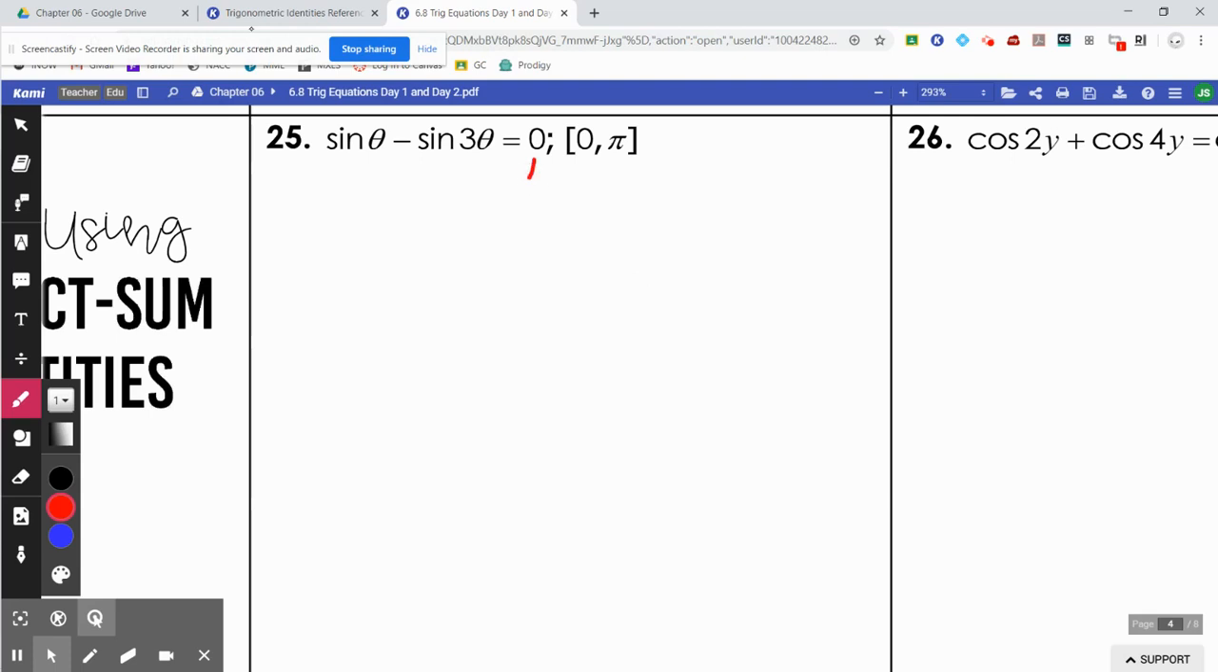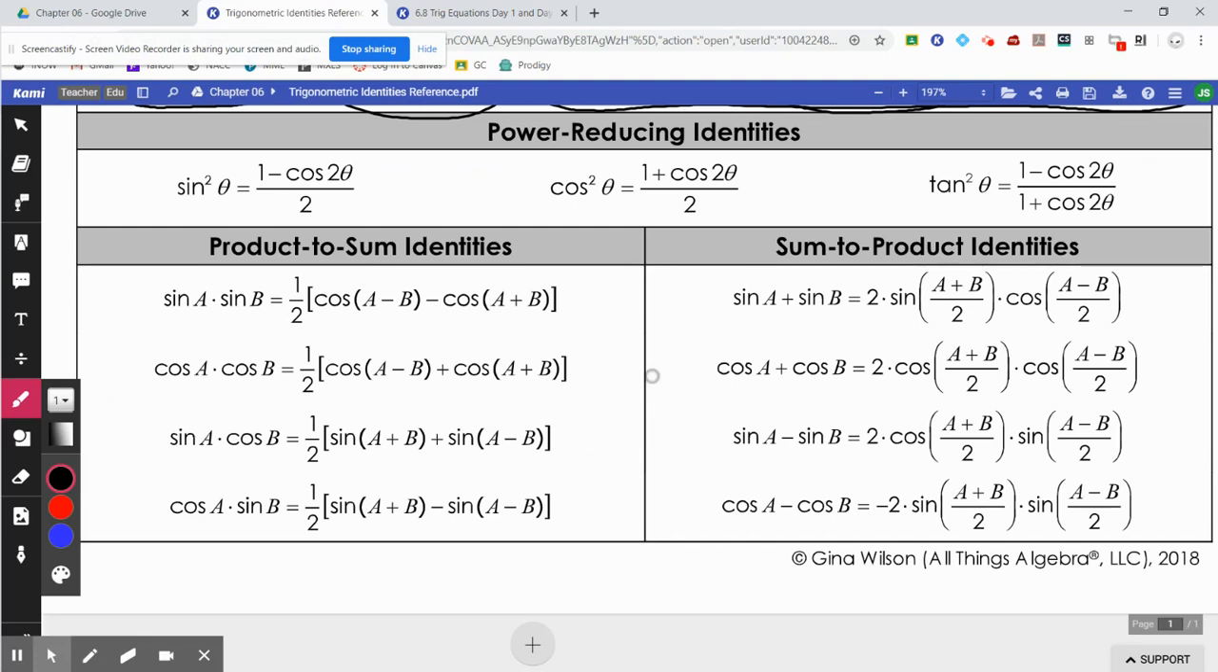Notice that we have equals to 0. However, we have a subtraction. Now, if you had two things multiplied that give you 0, then you can set them each equal to 0 and do what we've been doing. So if we could somehow change this difference to a product, then we could use that method. And here's how we're going to do that.